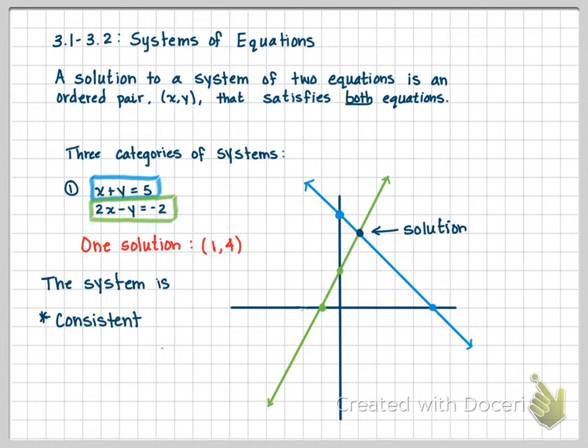So when we say a system is consistent, it just means it has at least one solution. It doesn't tell us how many solutions it has, but it has at least one point satisfying both equations. And then this system is also independent, which means that we have two different lines.